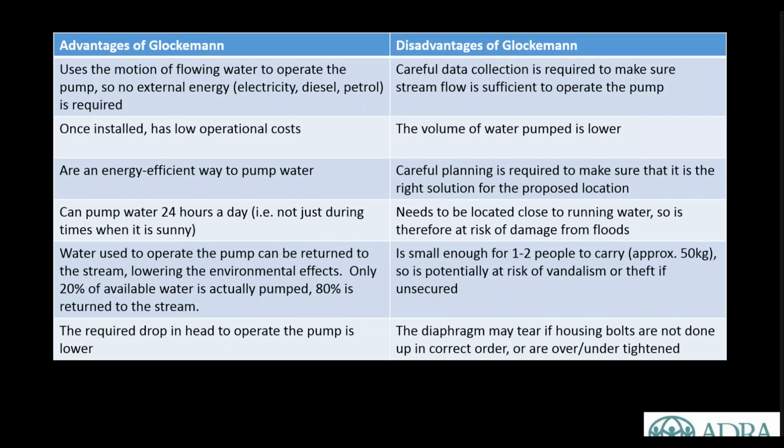The disadvantages of the Blockman, quite a few of them are similar to the disadvantages that you might see in another hydraulic pump. Like you still need to collect data, you still want to make sure that your stream has sufficient flow all through the year to operate that pump. The volume of water pumped is lower. Now what I mean by that is that it's a lower volume of water pumped than for, say, a ram pump.